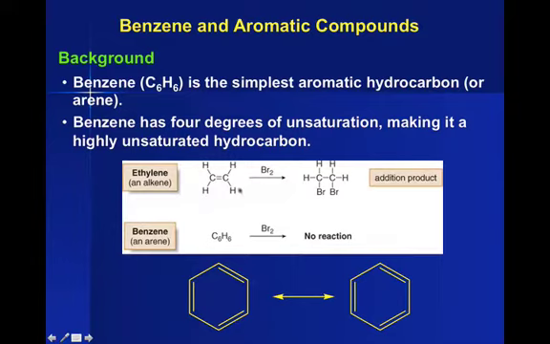As you'll recall, you can take an alkene, for example ethylene, and if you add bromine, you get a vicinal dihalide, an addition product. Well, aromatic compounds don't do addition chemistry. They do chemistry, but they don't do addition chemistry like typical alkenes do.